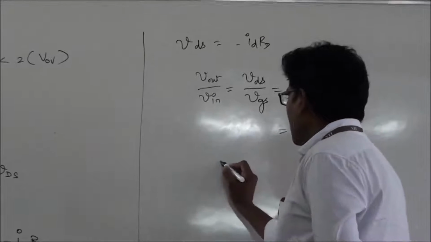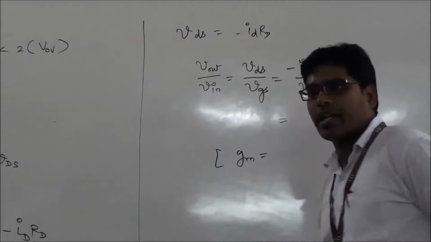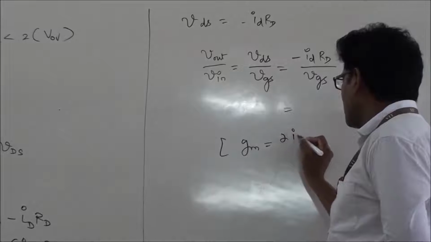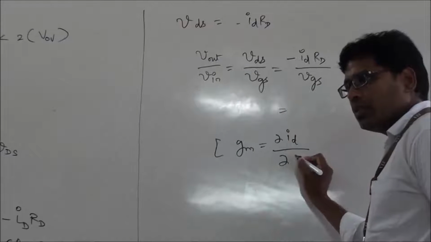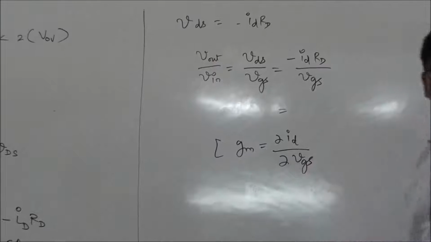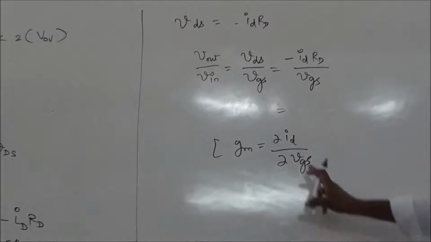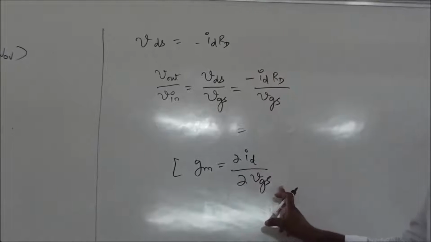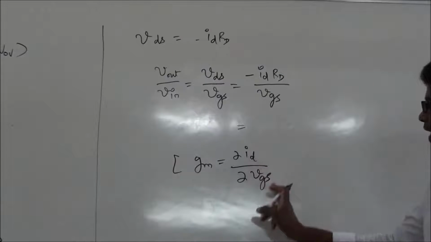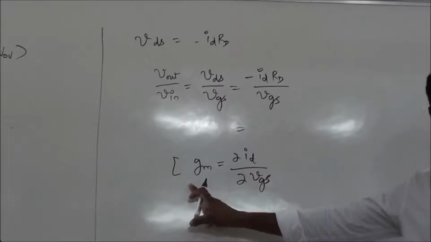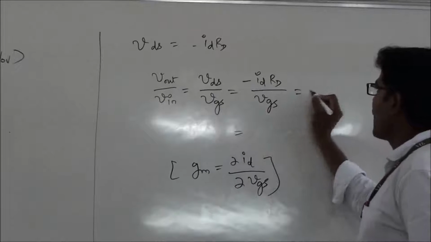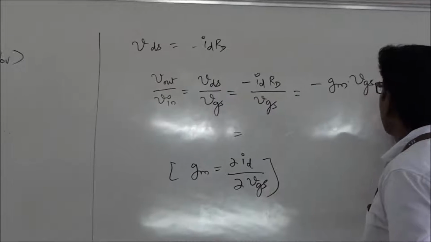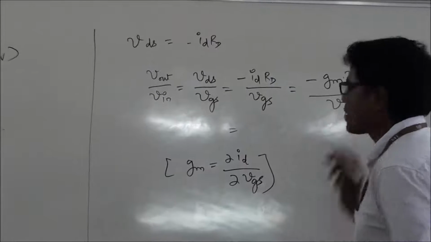Why? Because gm, the transconductance of this MOSFET, is dou ID with respect to dou VGS. Am I right? This is how the ID current changes for the change in VGS. That is what transconductance is. So if I want id, it is nothing but vgs into gm, correct? So I can replace this as minus gm into vgs into RD divided by vgs.